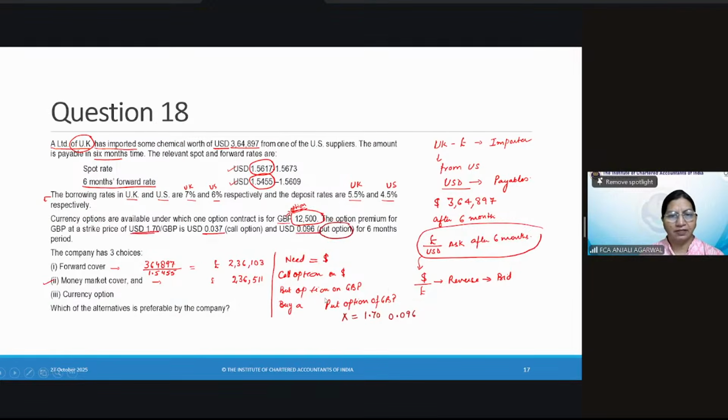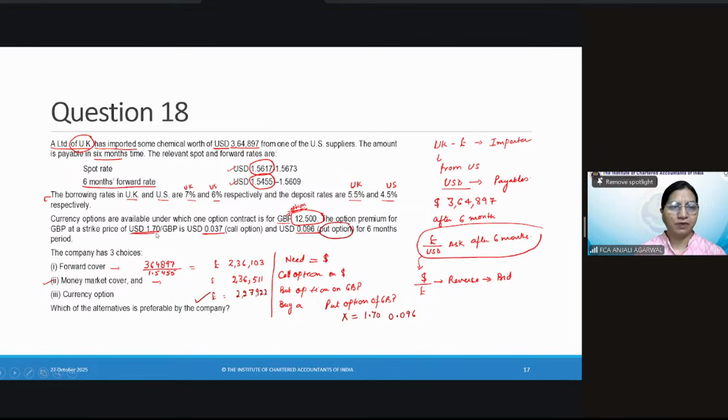Okay. So have we calculated what the outflow is? 236,103, 236,511, and under the currency options likely to be 227,922. So this is the best. Which of the alternatives is preferable for the company? We can very clearly say the outflow in currency option is the least.